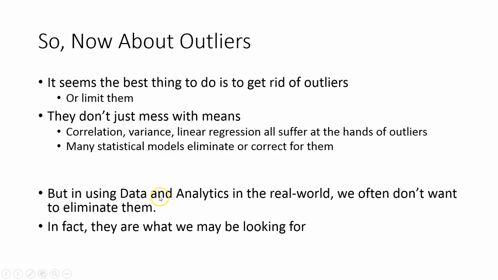But in using data and analytics, there's a different story here. When we're just looking at the numbers and we want to get clean numbers, then we might want to eliminate or reduce the impact of the outliers. But when we're thinking about using data and analytics in the real world, it turns out that the outliers are what we really want. The outliers are the ones indicating that we've got behavior that does not fit with the normal model, and it might be something that we actually need to act on. So outliers aren't our enemy. Outliers, turns out, can be our friends.